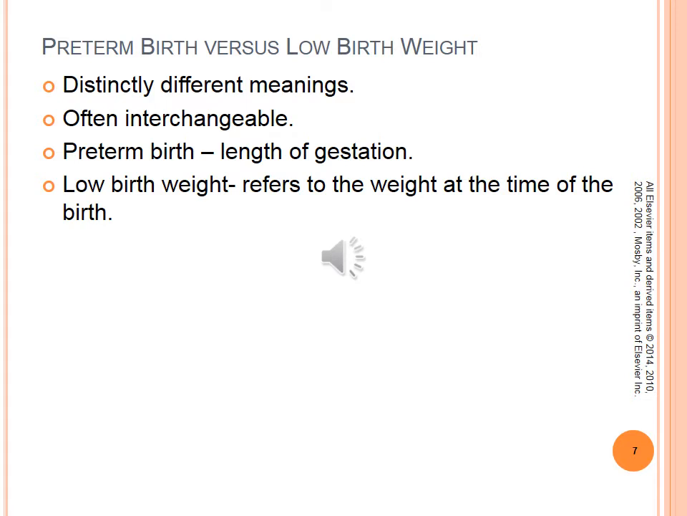Preterm birth versus low birth weight. They have distinctly different meanings, though often used interchangeably. Preterm birth refers to length of gestation, and low birth weight refers to the weight at the time of birth.